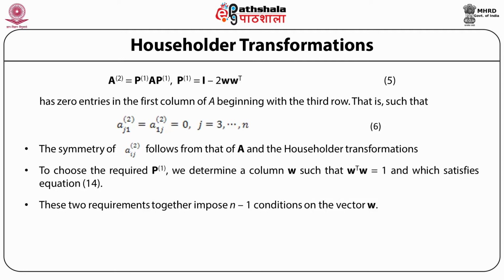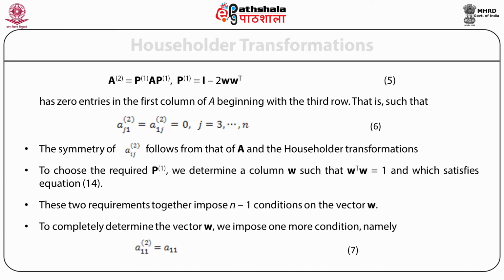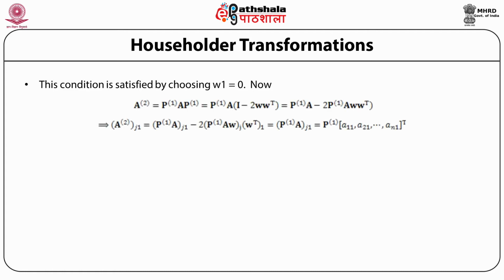These two requirements together impose n minus 1 conditions on the vector W. To completely determine the vector W, we impose one more condition, namely a11^(2) equals a11. This condition is satisfied by choosing w1 equals 0. Now, A^(2) equals P^(1) A P^(1) equals P^(1) A (I minus 2 W W transpose) equals P^(1) A minus 2 P^(1) A W W transpose.